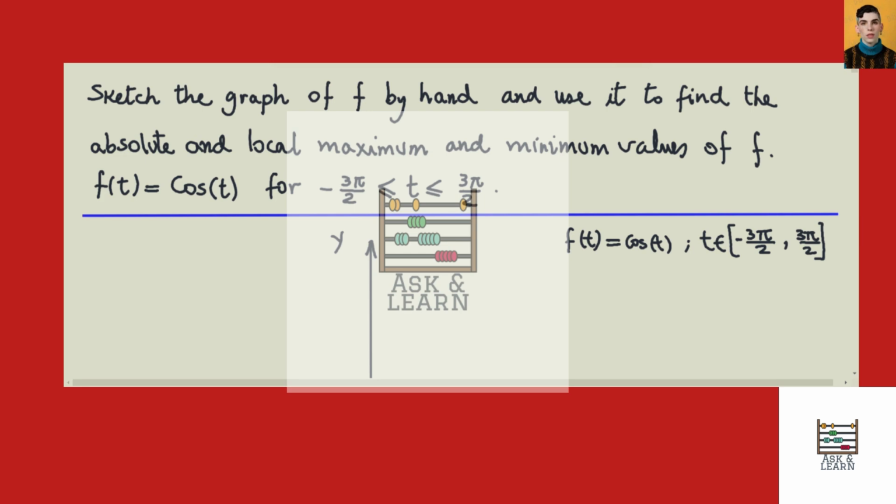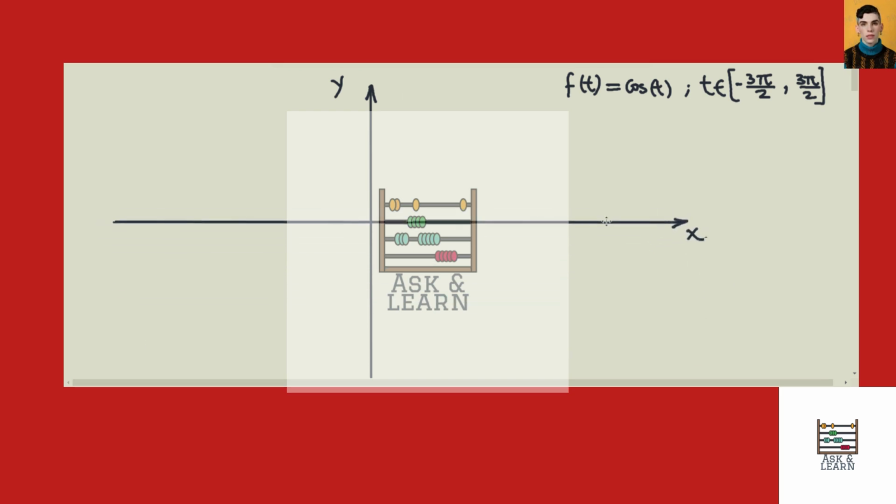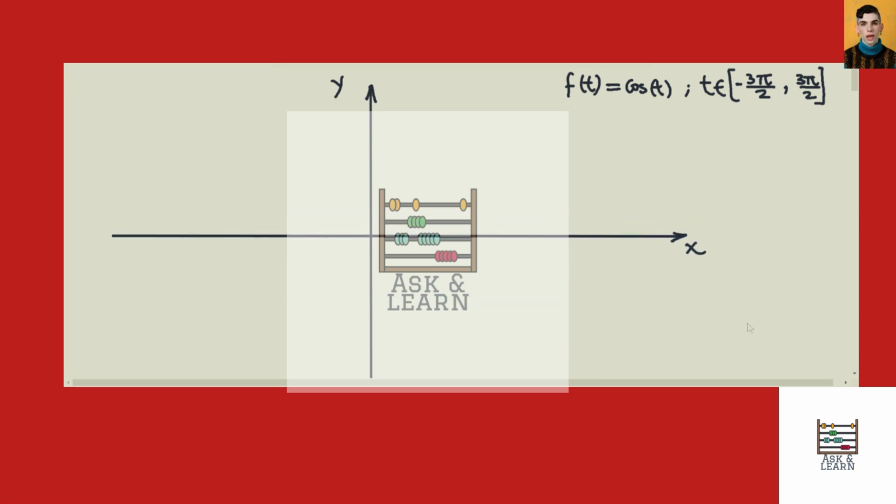Here we're going to sketch the graph of the function cosine of t for the argument t in the interval from -3π/2 to 3π/2, including both endpoints. And with that graph, we're going to find the absolute and local maximum and minimum values of the function. So we're going to use this coordinate system, and we're going to do more or less the graph of the cosine function.